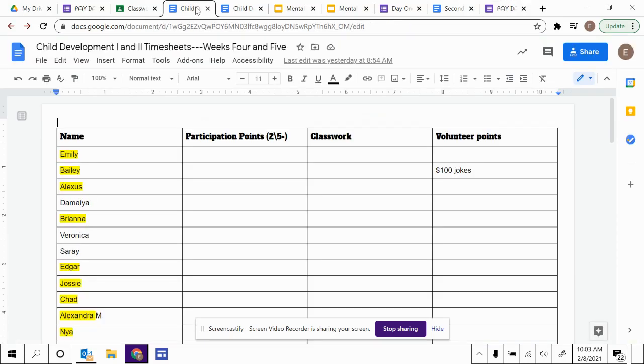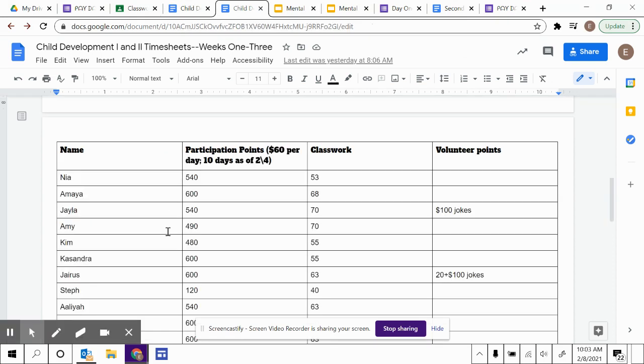So every time we have a payday, there's going to be a sheet that looks like this. I'm going to use Nia's as an example. Nia in the past 10 days has made $540 from coming to class and participating. And then she's made $53 from her classwork. So altogether, she has $593. So how does she find that out?